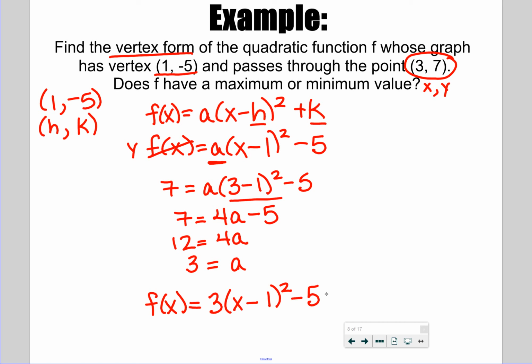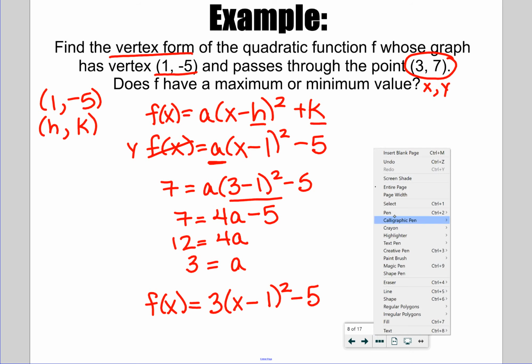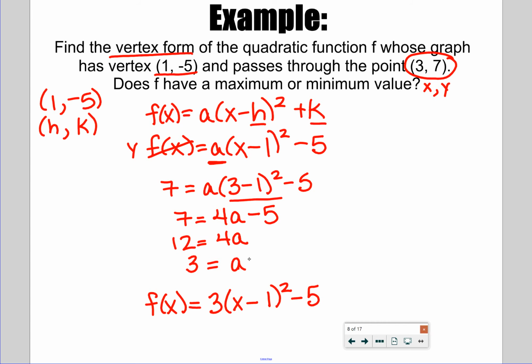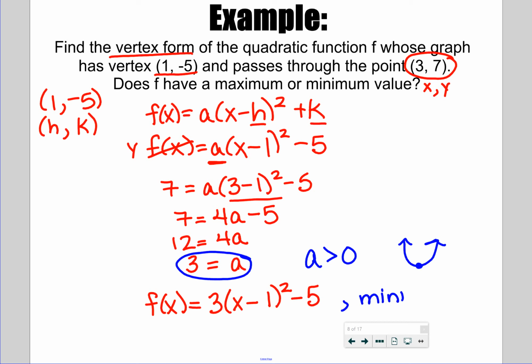Now remember, at the top it also did ask, does it have a minimum or a maximum? And all you need for that question is the a value. Here, a value is positive or greater than 0. So we can imagine our parabola is going to concave up or open up. That means the vertex is at the bottom. So we can say that this graph would have a minimum value. And the minimum point is just that vertex, 1, negative 5.